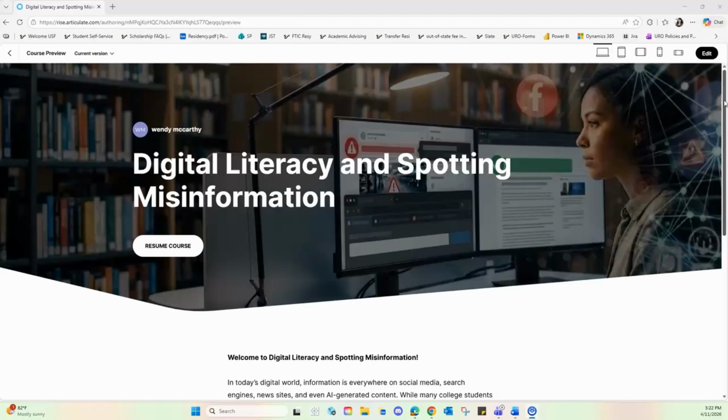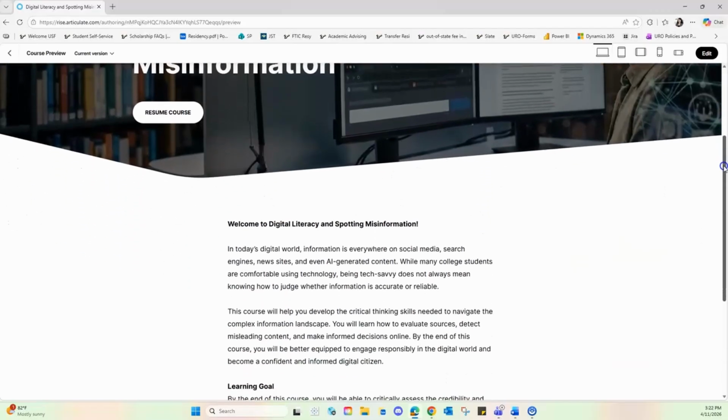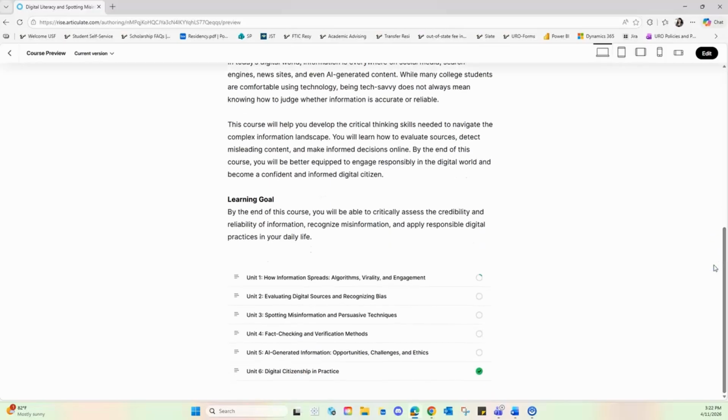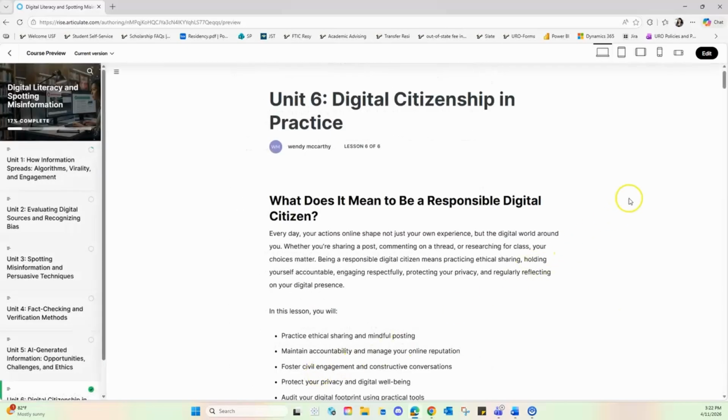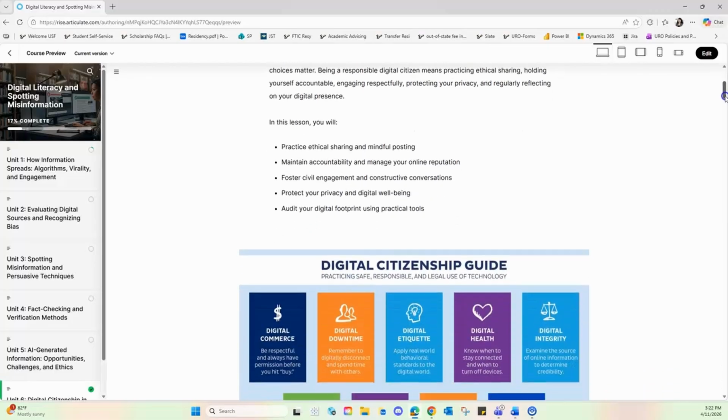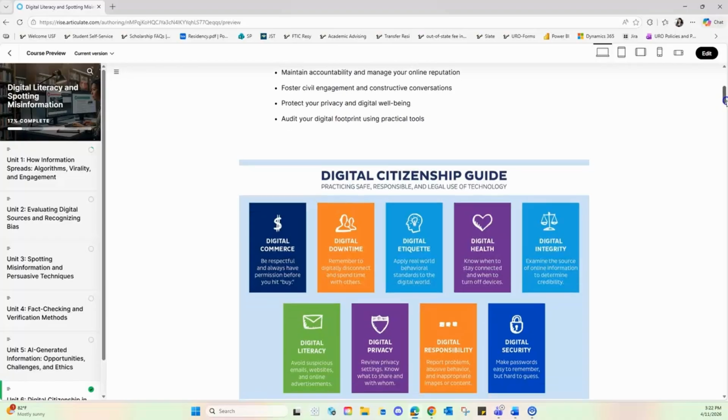Our group includes Matthew and Tracy, and today we are presenting our group project on learner-to-learner interaction design. Our target audience is college students, and this course was built using Articulate Rise 360. Our mini course is part of digital literacy and spotting misinformation, Unit 6: Digital Citizenship in Practice. We focused on helping students practice decision-making and social interaction in digital environments.